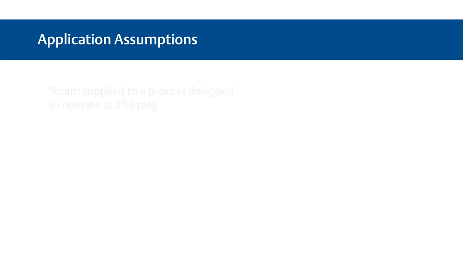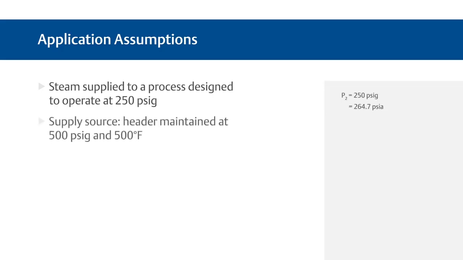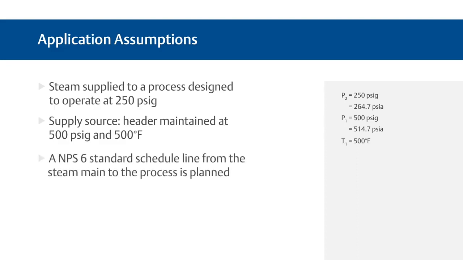For this example, we'll assume superheated steam is to be supplied to a process designed to operate at 250 psig or 17.2 bar. The supply source is a header maintained at 500 psig or 34.5 bar and 500 degrees Fahrenheit or 260 degrees Celsius. An NPS 6 or DN150 standard schedule line from the steam main to the process is being planned. Note that a 6-inch standard schedule pipe has an inside diameter of 6.1 inches.